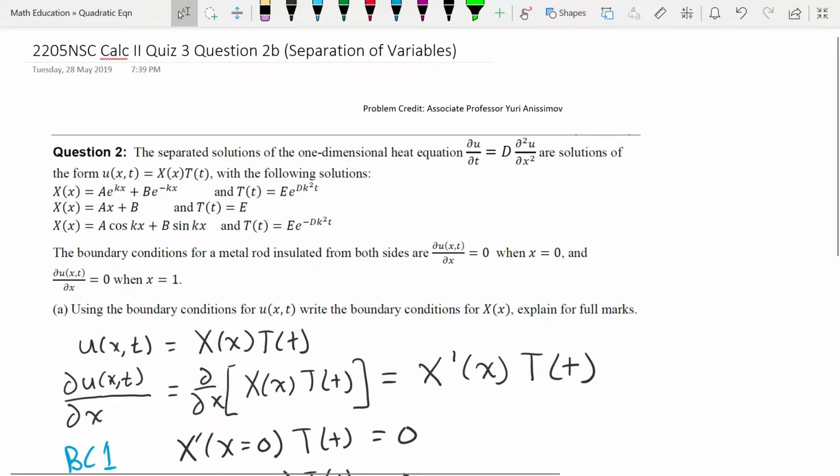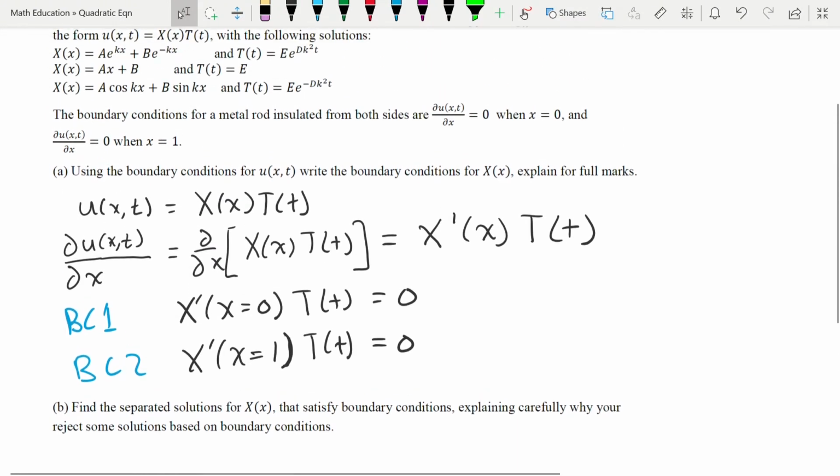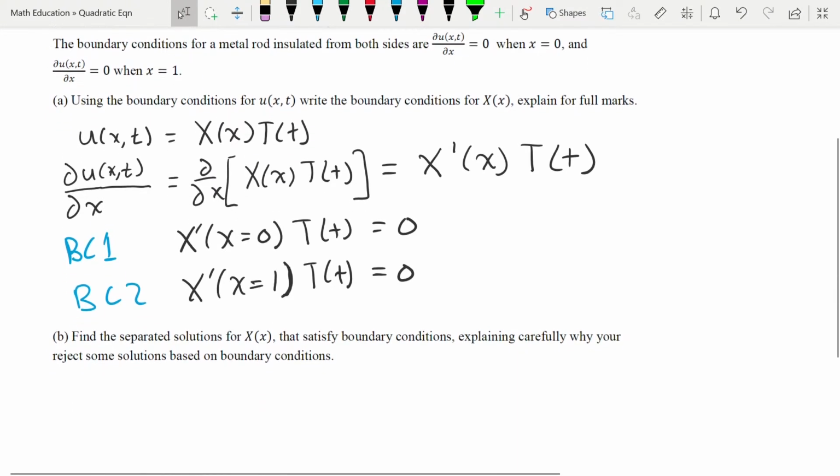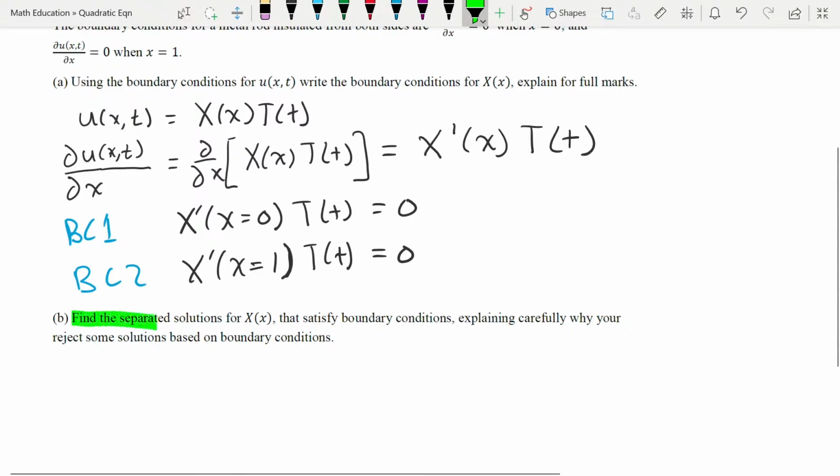Welcome back. Now we're going to move on to part B. So we've found our boundary conditions in terms of requirements on X of x for the separation of variables. And now we want to find the separated solutions for X that satisfy the boundary conditions. And we want to explain carefully why we can reject some of the solutions based on the boundary conditions.